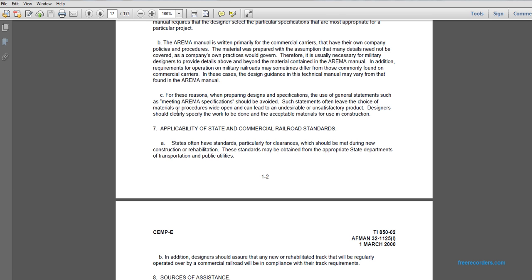7. Applicability of state and commercial railroad standards. States often have particular standards on clearances which should be observed during new construction and rehabilitation. These standards may be obtained from the appropriate state departments of transportation and public utilities. B. In addition, the designer should ensure that any rehabilitated track that will regularly operate with the commercial railroad is in compliance with the track requirements.